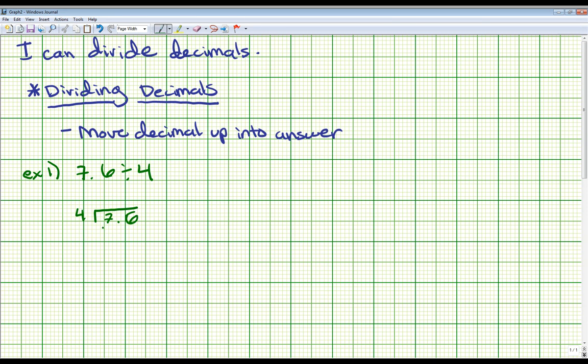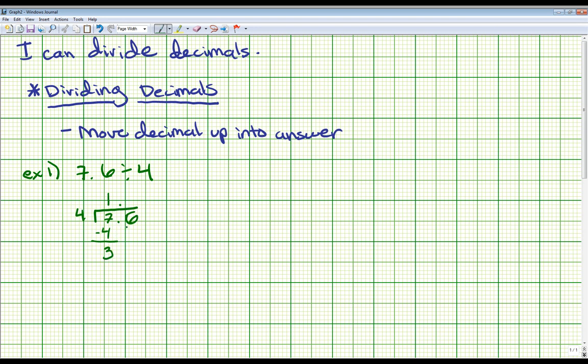Okay, so now if we look at our key idea, we have a decimal sitting right here. So we're going to put that decimal right up into our answer straight above it. So that's where it's going to end. So now we're going to do regular division as if the decimal wasn't even there. So we're going to say, how many times can 4 go into 7? Well, 4 goes into 7 one time with some remaining. So 4 times 1 is 4. So we put our 4 underneath our 7 and we subtract. 7 take away 4 gives us 3.